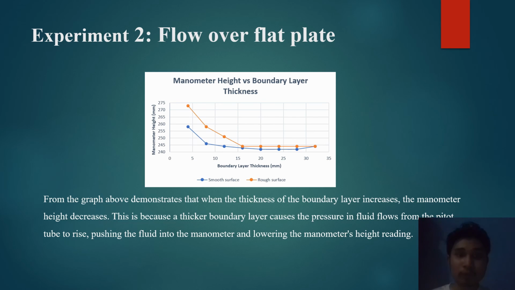Next, experiment 2, flow over flat plate. The graph above demonstrates that when the thickness of the boundary layer increases, the manometer height decreases. This is because a thicker boundary layer causes the pressure in the fluid flowing from the pitot tube to rise, pushing the fluid into the manometer and lowering the manometer's height reading.